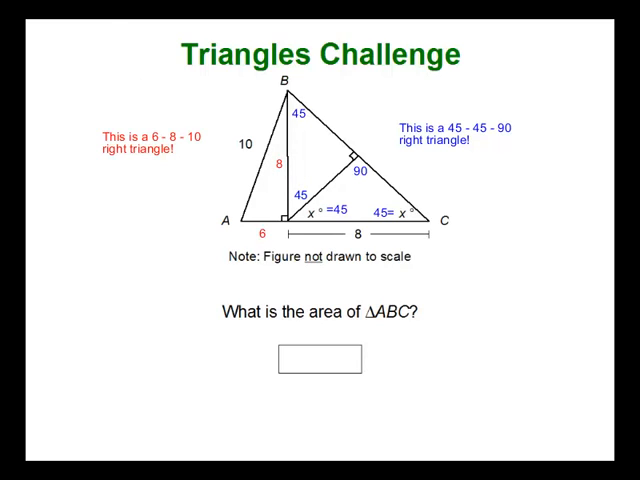And so if that's the case, now we have the base of the big triangle labeled. We've got the height of the big triangle labeled. And just use that formula: 1/2 base times height. Remember that the base is 6 plus 8. 56 is the answer.